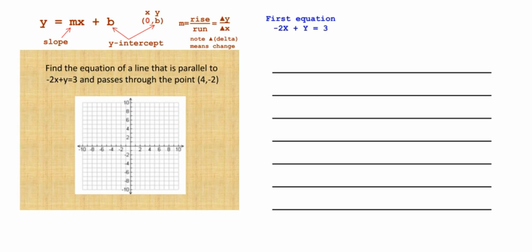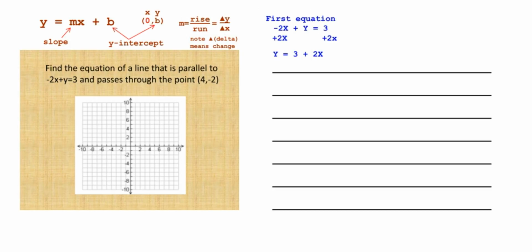So first equation, we were given the equation negative 2x plus y equals 3. Notice that in this case, we probably want to get it into slope-intercept format, in other words, y equals mx plus b format. So let's get rid of the 2x. It's a negative 2x, so we're going to add 2x to both sides. This will allow us to get it into the form of y equals mx plus b.